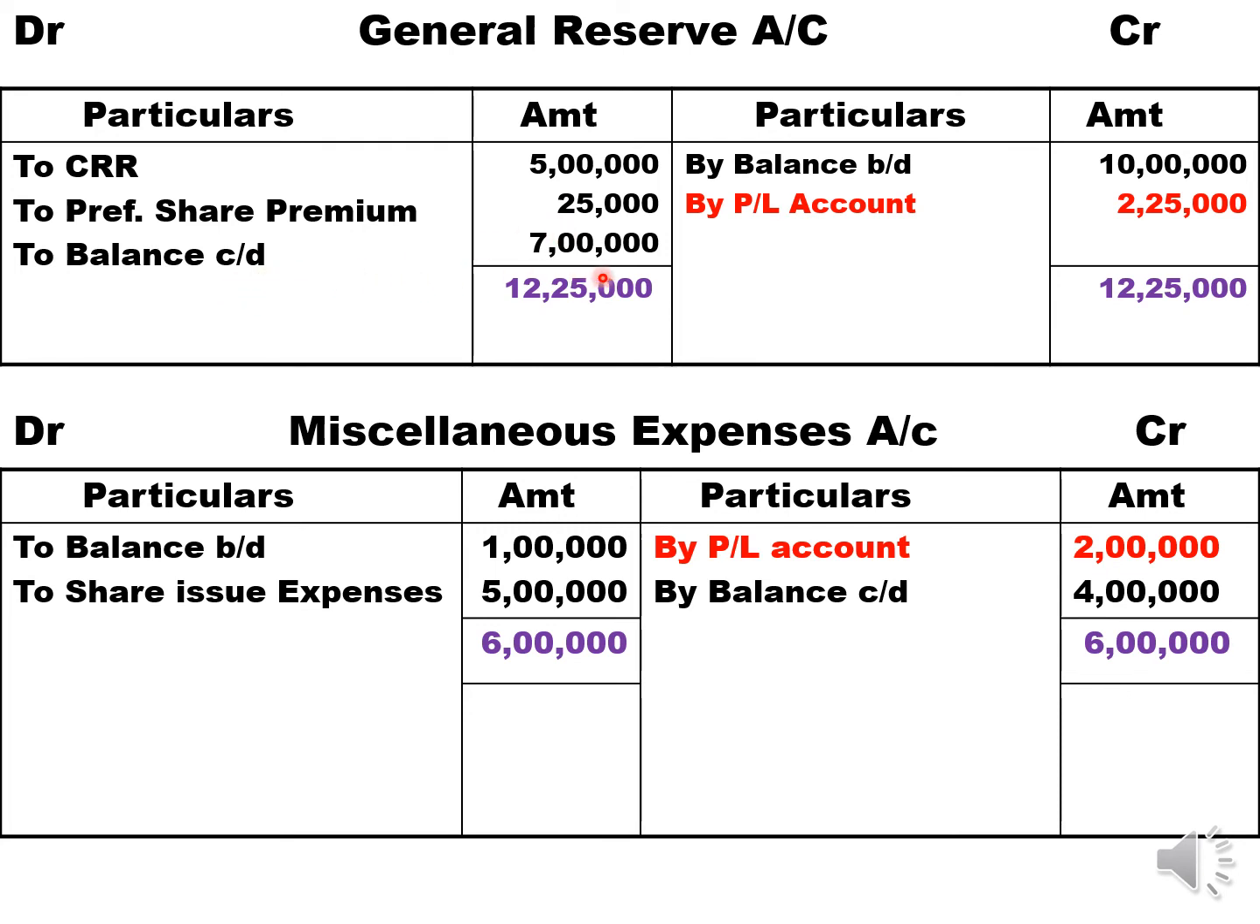Then closing balance 7 lakh. So total 12 lakh 25,000. So you get balance 2 lakh 25,000. This is called GR transfer. So GR transfer is 2 lakh 25,000. This will come in adjusted PL account.